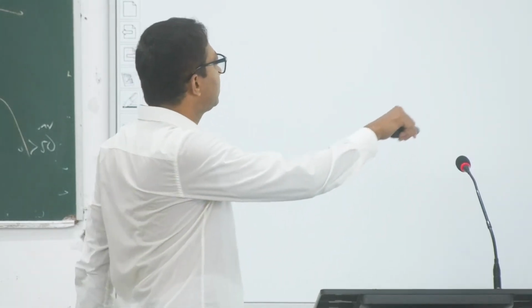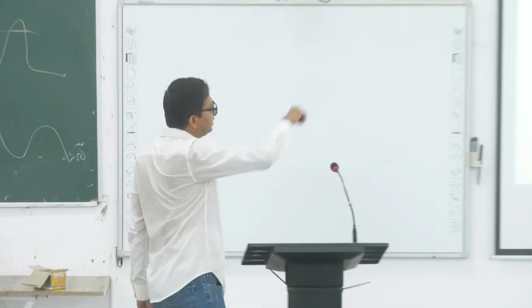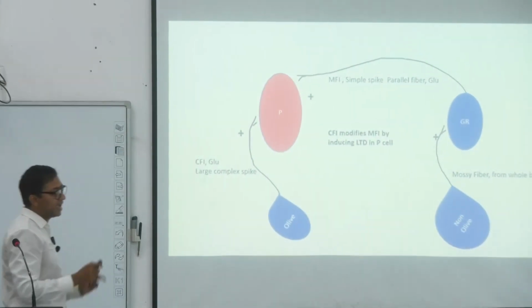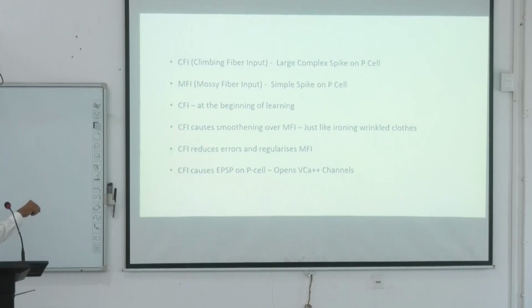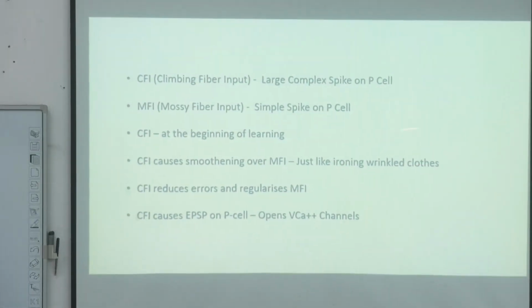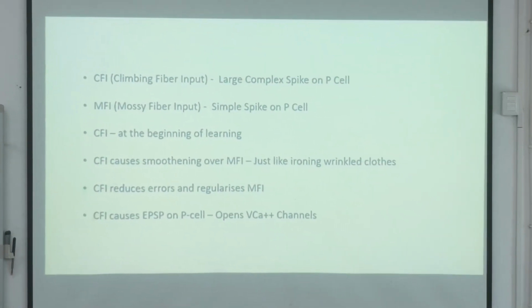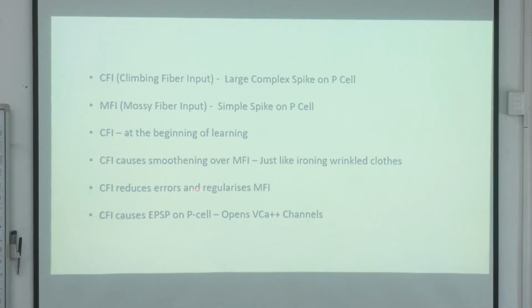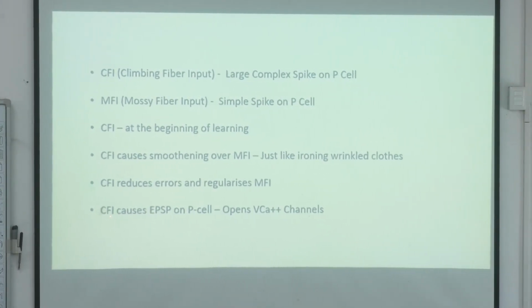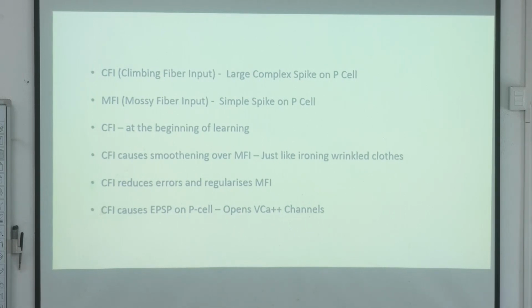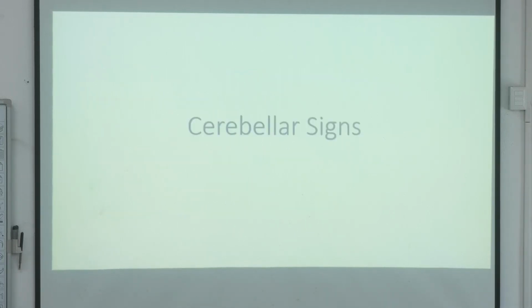So this input, this large complex spike, it causes long term depression and smoothening of the MFI unit, right, okay. So CFI causes smoothening over the MFI just like ironing over wrinkled clothes, right. CFI reduces errors and regularizes MFI, okay. CFI causes EPSP on the Purkinje cells and open voltage gated calcium channels, right, okay, that's it.